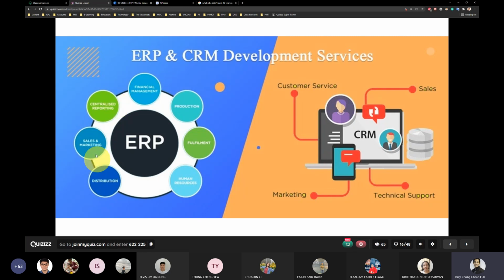On the left, what we call ERP, I will always have to consider this a one-stop solution. Yeah, a one-stop center for all of the business needs that you require. So as you can see, in terms of functionality, it's very wide. It covers a lot of things, from distribution to sales and marketing, to reporting, to financial management, production, fulfillment, human resources. So you notice it's a one-stop center of a system that enables everything to be monitored accordingly.